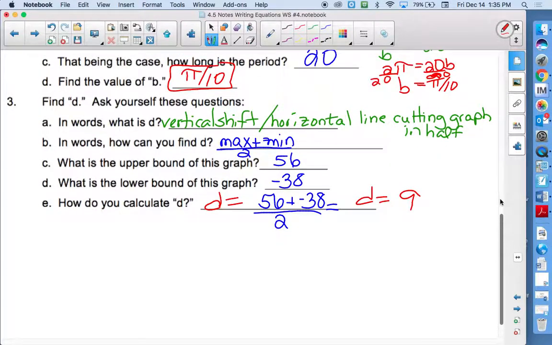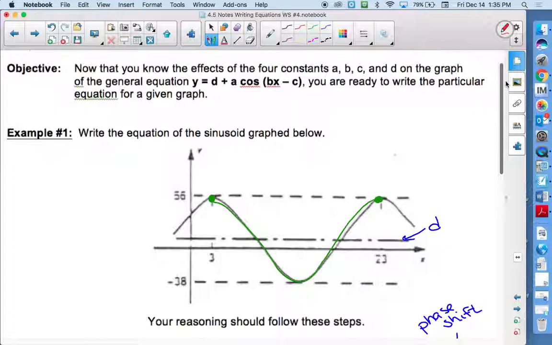So when you look at your graph, just check to make sure that number makes sense. So if this now is at y equals 9, it makes sense because it's definitely closer to the x-axis at y equals 0 than it is up to 56. So that distance should make sense with what you have in your graph.